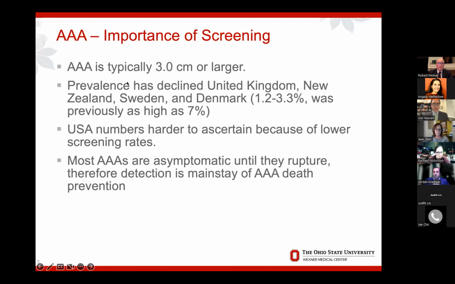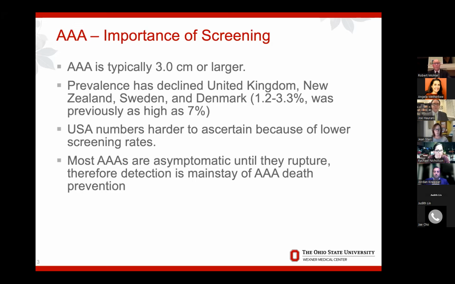So, when we look at the importance of screening for abdominal aortic aneurysm, obviously we're looking for any aorta that is 3 centimeters or larger. Interestingly, when you look at the prevalence across the world, places like the United Kingdom, New Zealand, Sweden, and Denmark, the overall prevalence of aortic aneurysm has decreased, we think in part owing to better screening, but also better awareness of the disease and reductions in smoking. So now it's down to 1 to 3%, whereas it was up to 7% several decades ago.